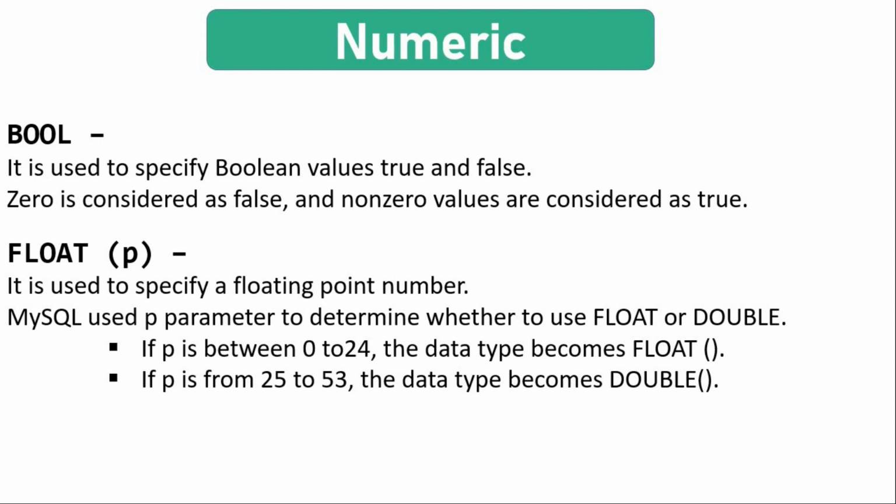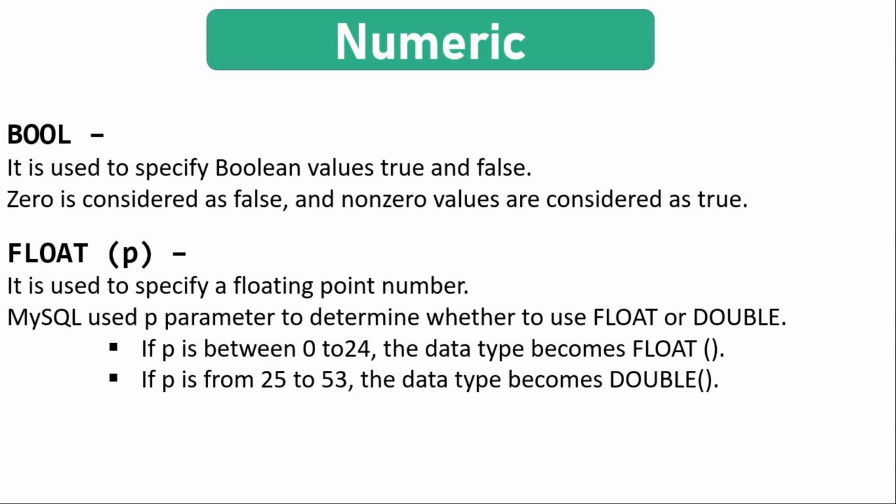And our next numeric data type is float, which is used to store floating point numbers. In float, we have to pass one parameter. If its value is between 0 to 24, then the data type will become float. And if its value is between 25 to 53, then the data type will act as a double.